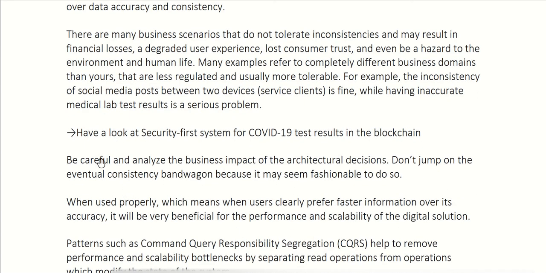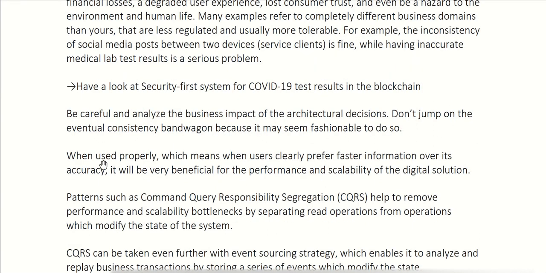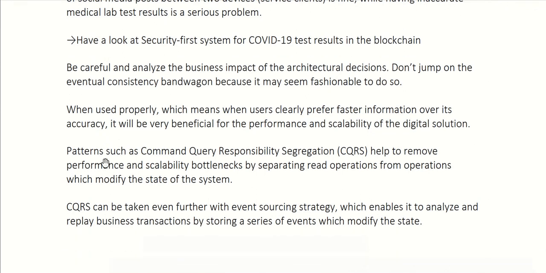So you can take the example of a security-first system for COVID-19 test results in blockchain. Be careful and analyze the business impact of architectural decisions. Don't jump on the eventual consistency bandwagon because it may seem fashionable to do so. When used properly, which means when users clearly prefer faster information over its accuracy, it will be very beneficial for the performance and scalability of the digital solution.